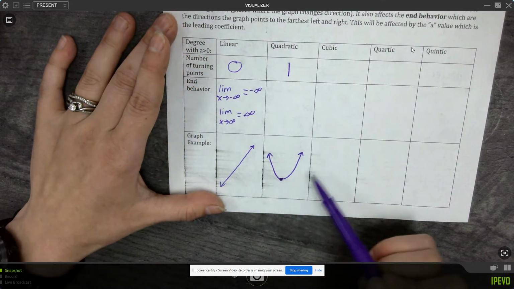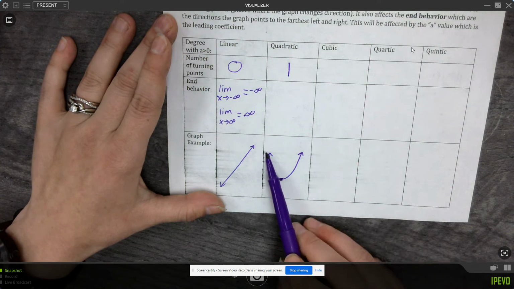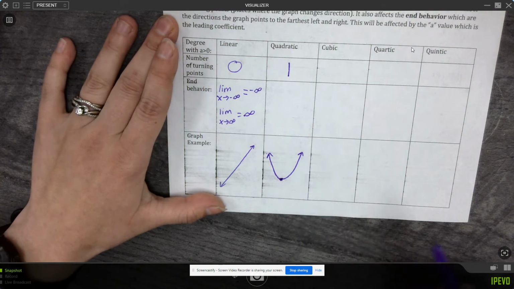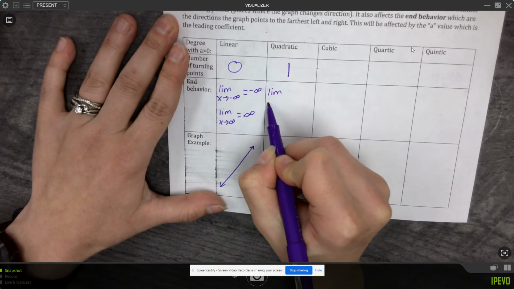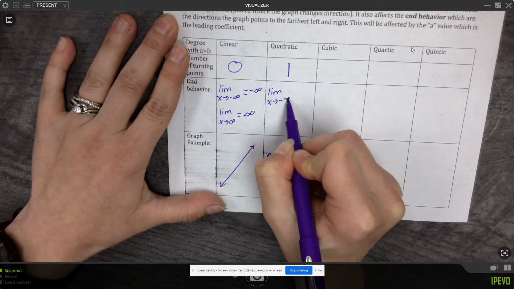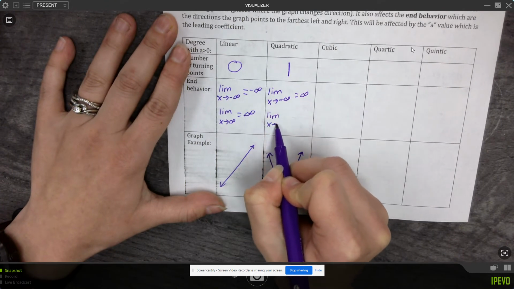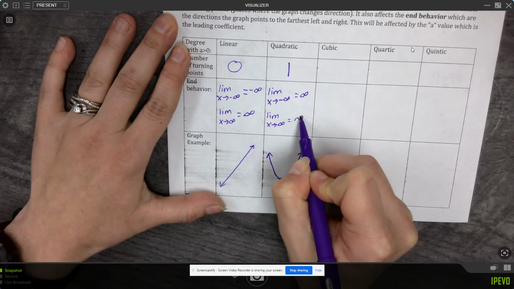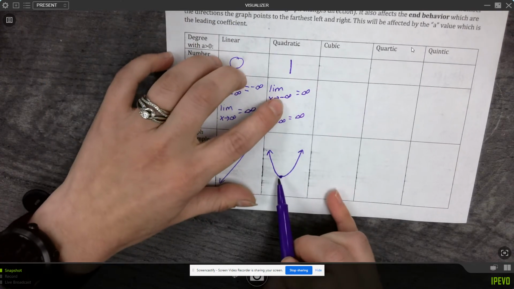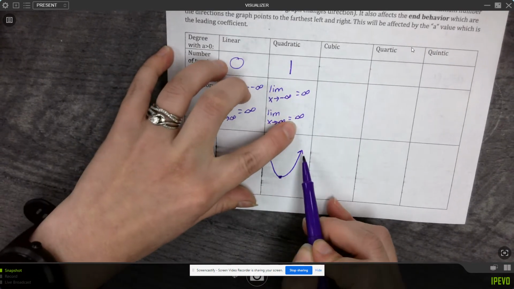So the end behavior for this, as I go to the left, I'm going up, and as I go to the right, I'm going up. So this one, the limit as x goes to -infinity is +infinity, and as x goes to +infinity, it also equals +infinity, because as I go to the left, I'm going up, and as I go to the right, I'm going up.